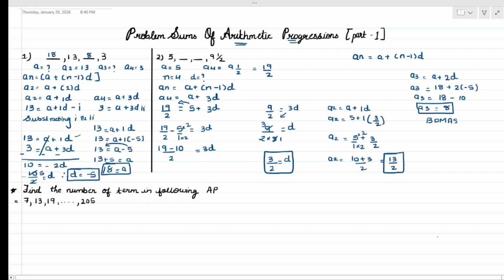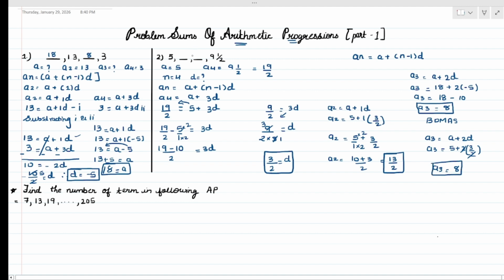Next you need to find is A3. So what will be the formula of A3? A3 becomes A plus 2D. So A3 equals, what is my A? My A is 5 plus 2 times, what is my D? My D is 3 upon 2. Now, as you can see clearly over here, this 2 and this 2 are getting cancelled. So my A3 becomes 8.